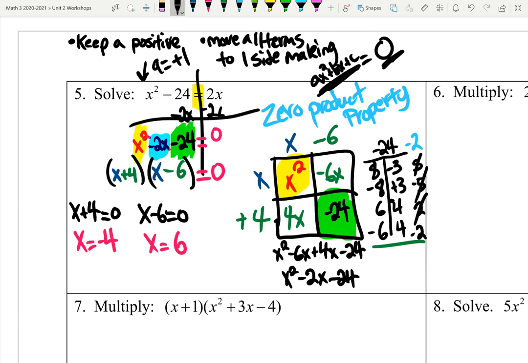And note what happens. In this first case, case 1, case 2, if I plugged it in, negative 4 plus 4 is going to be 0. Negative 4 minus 6 is negative 10. Is this going to be 0? Yes. If I plug 6 in, 6 plus 4 is 10. 6 minus 6 is 0. Is that going to be equal to 0? Yes. Hence, they are solutions. They make the equation 0. This is why it's so important to move all terms to one side. This lets you use the zero product property.